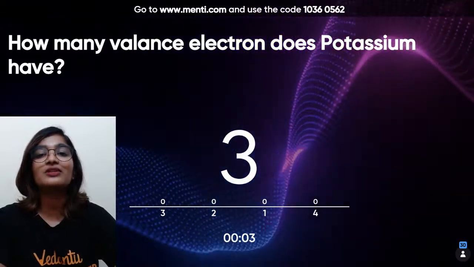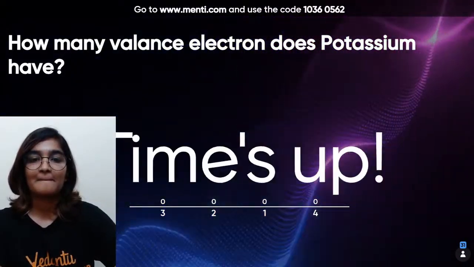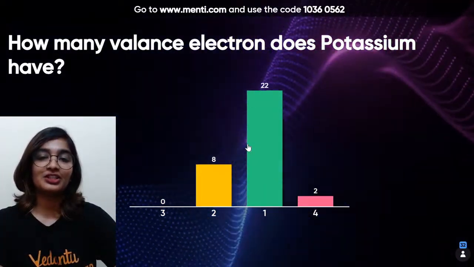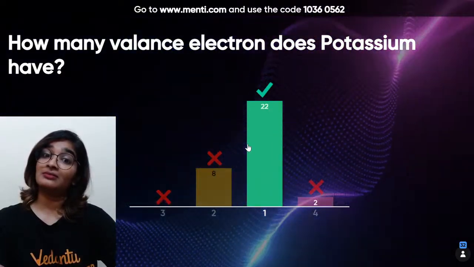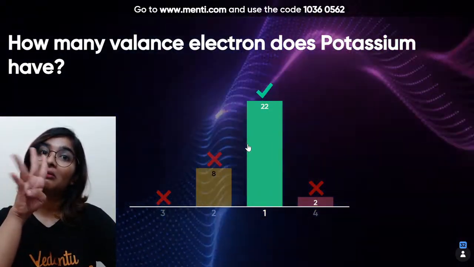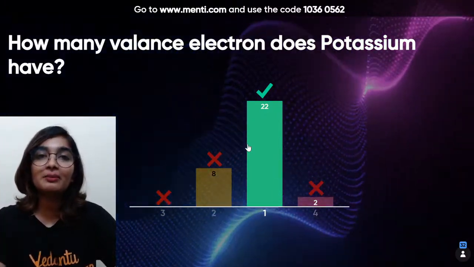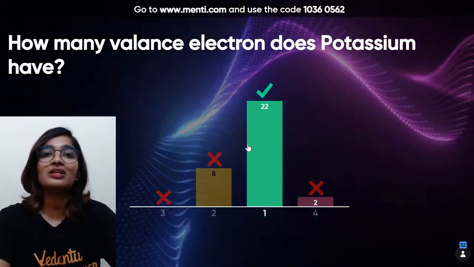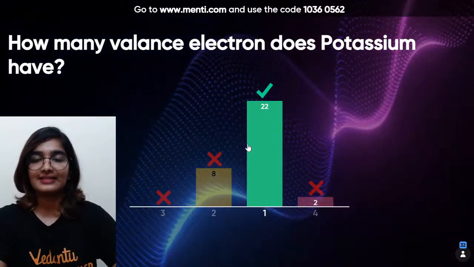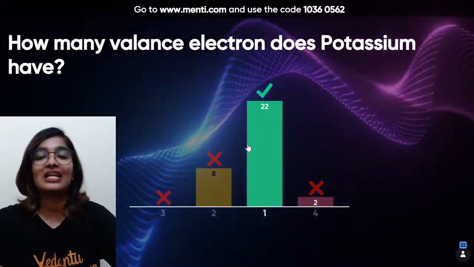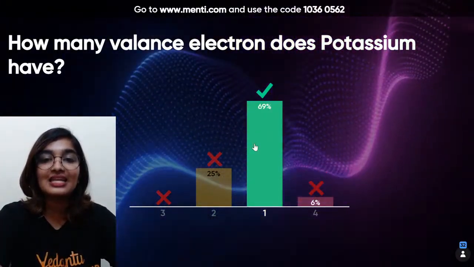How many valence electrons does potassium have? Write down the electronic configuration. What is the atomic number of potassium? 19, right? So 2, 8, 8, 1 it is. It has 1 electron in its valence shell. So option C is the right answer.